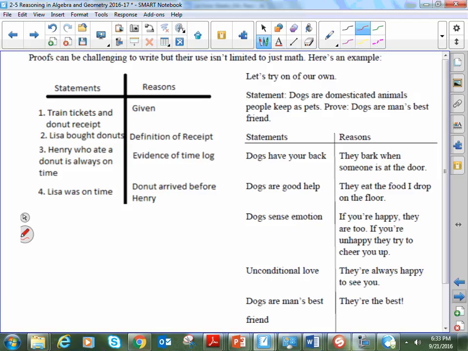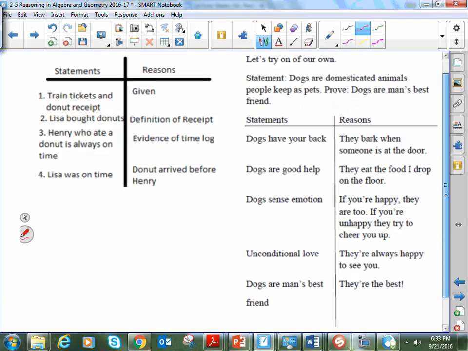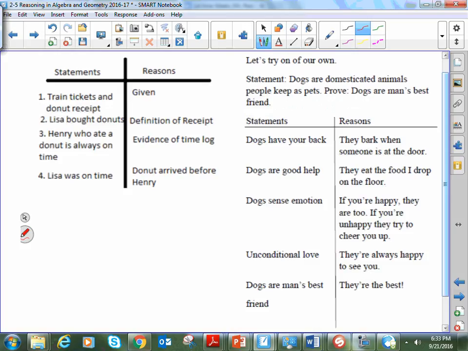Now the one on the right is one I actually made up myself, where we have a statement that's given to me that dogs are domesticated animals that people keep as pets. Now what I'm trying to prove is that dogs are man's best friend, because obviously I'm biased. I'm a big time dog lover. But here's maybe the 0.1% of the time where I'm not actually starting my proof with my given statement that dogs are domesticated animals. I'm just giving statements and reasons to justify the final statement that dogs are man's best friend.